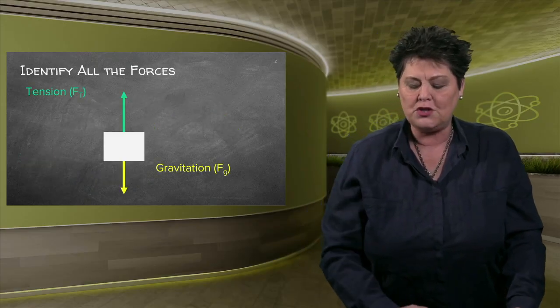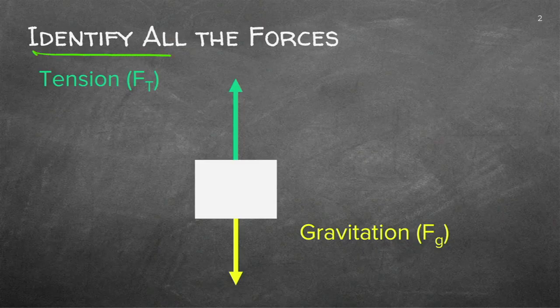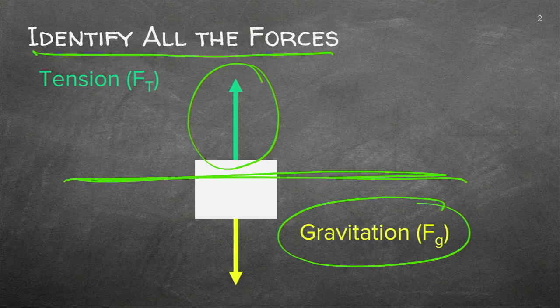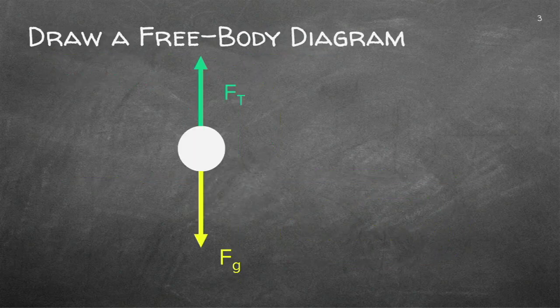Let's quickly do revision. Always identify all the forces. If it's tension, like in this case, a cable, and gravity. And then remember, there might be friction, but do you see there's no surface here? So in this case, there won't be any friction. After you've identified the forces, draw your free body diagram.